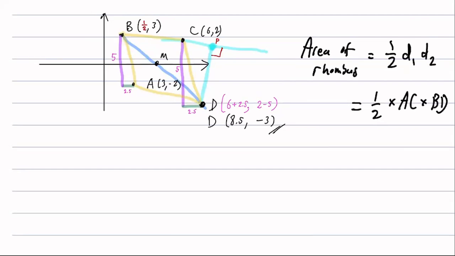Is that okay? The area of a rhombus is equal to half times the lengths of the diagonals, AC and BD. But there is also another formula. A rhombus is just a special kind of parallelogram. Do you remember the area of parallelogram formula?